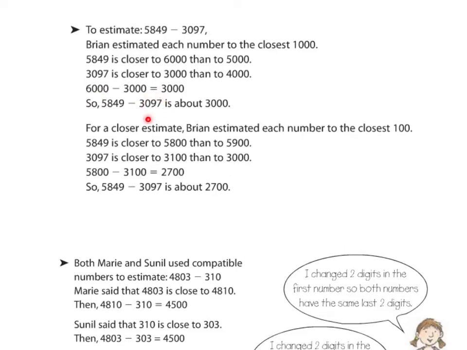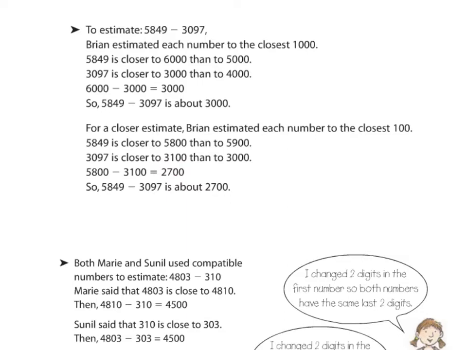5,849 subtracting 3,097. For a closer estimate, he might estimate to the number closest to 100. So 5,849 is closer to 5,800 or closer to 5,900, so it becomes 5,800. 3,097 is closer to 3,100 than it is to 3,000, so it becomes 3,100. Subtract those two and you end up with 2,700.